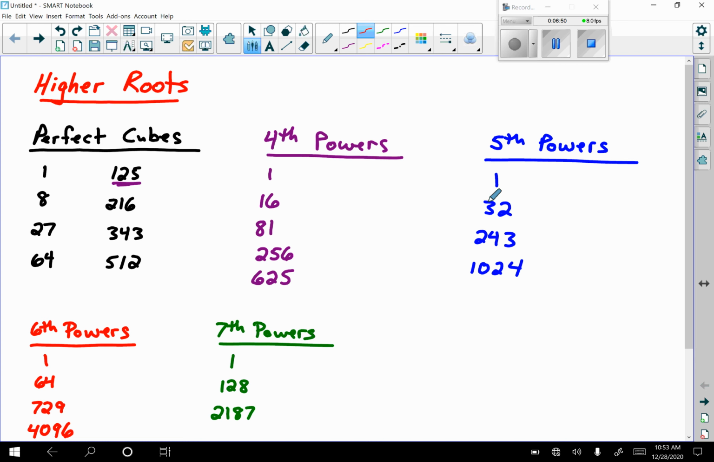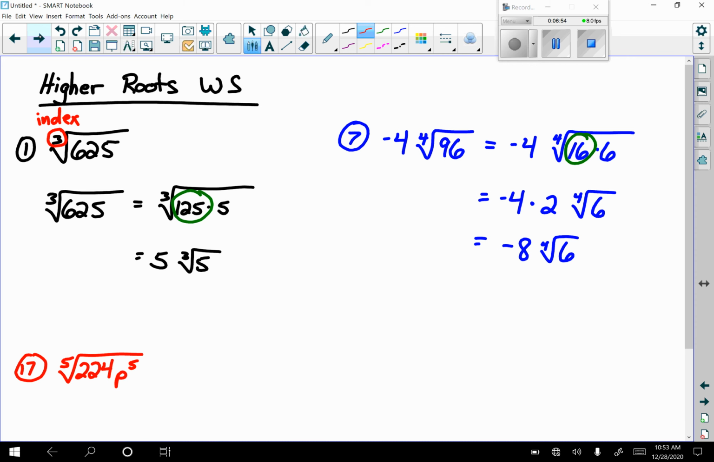So 32 has to go into 224. So if you go ahead and divide 224 by 32, we'll get the 5th root. Should actually come up to 32 times 7. And I'm going to leave p to the 5th alone because 5 divides by the 5 that's out in front. So I'm going to circle the 32, and I'm going to circle p to the 5th.